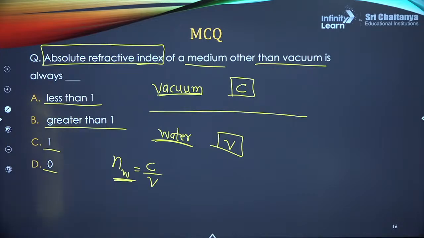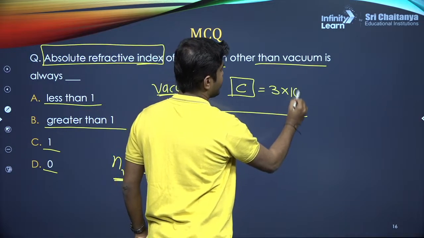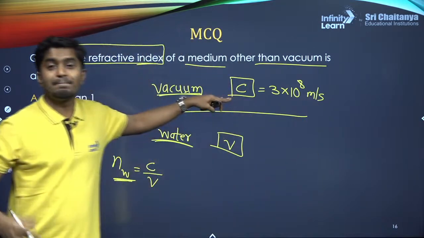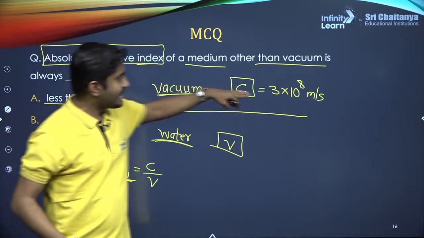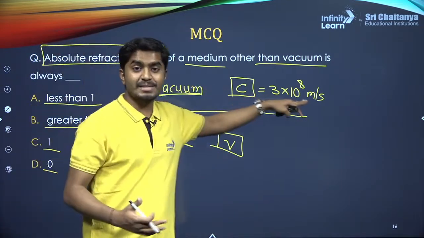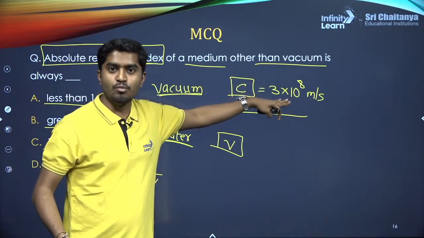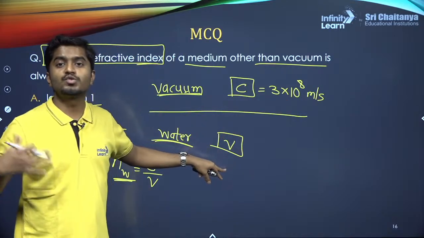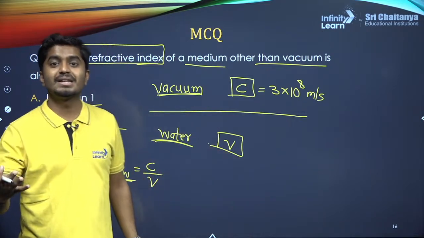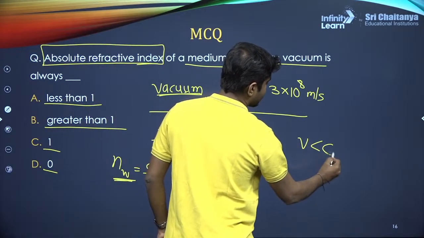I told you at the very beginning, this value of c, how much is it? 3 into 10 raised to 8 meters per second. This is the maximum speed of light. The speed of light cannot be more than this. Not just light, any object can never have a speed greater than this. There is a maximum speed of light in vacuum. So whenever light goes into another transparent medium, it will have a lower speed. Its speed decreases. So that means v is less than c.